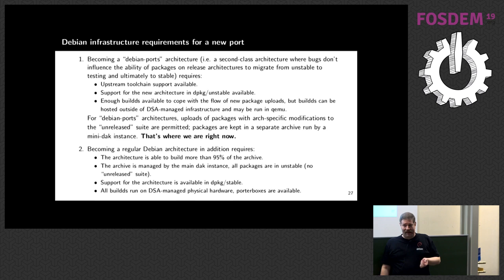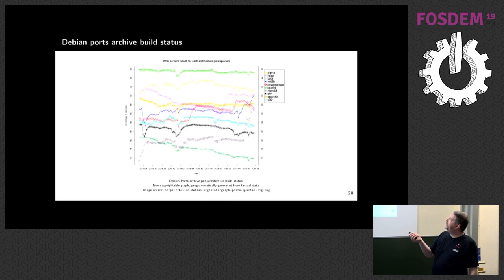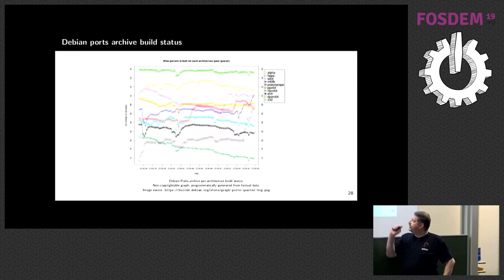We have a bunch of packages. We aim at becoming a regular Debian architecture sometime in the future, but that requires being able to build about 95% of the archive, and we are not there yet. This is a package build graph. The grayish line here has been the percentage of the RISC-V packages that have been built. This graph is several months old.